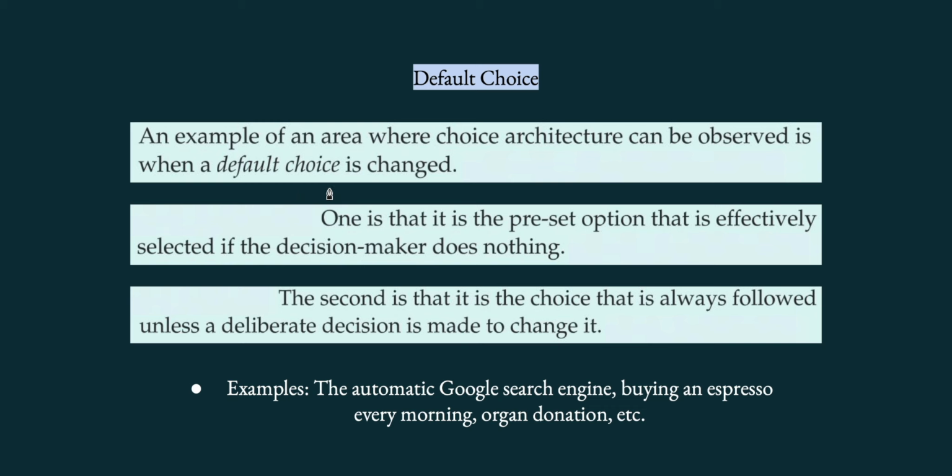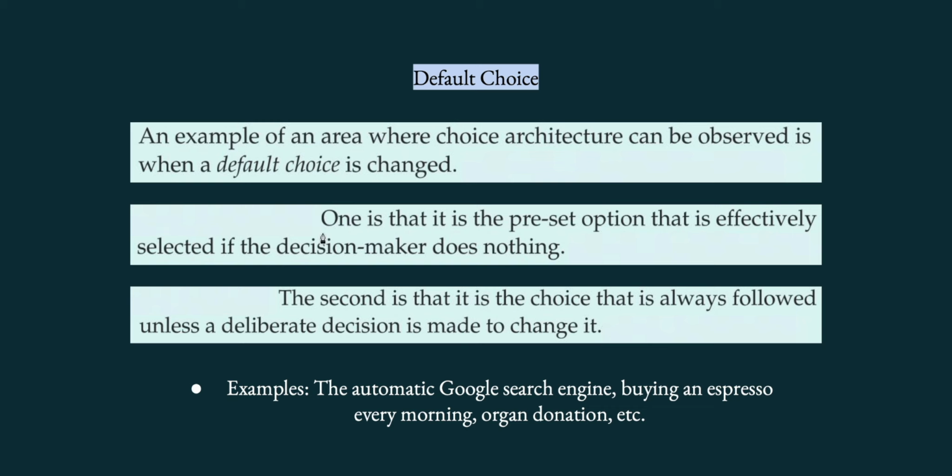So an example of a default choice is one that is a preset option that is effectively selected if the decision maker does nothing. So basically what is present in that and what will happen if you don't actively try to change anything. Okay, and then the second choice, which we'll look at on the next slide, is a choice that is always followed unless a deliberate decision is made to change it. But we'll look at that on the next slide.